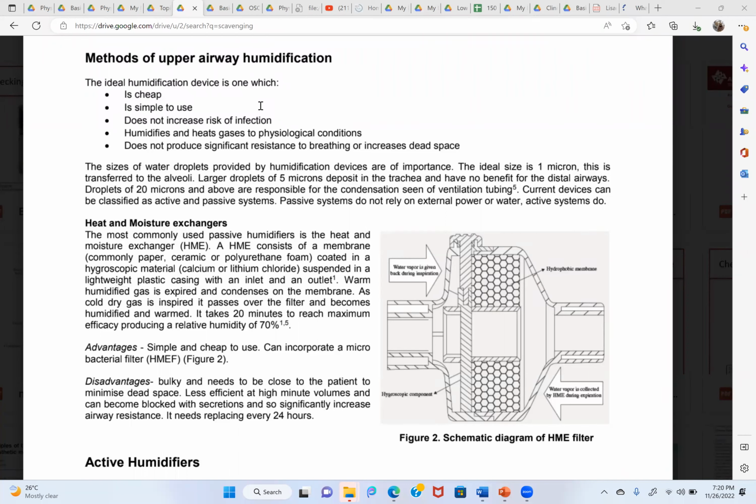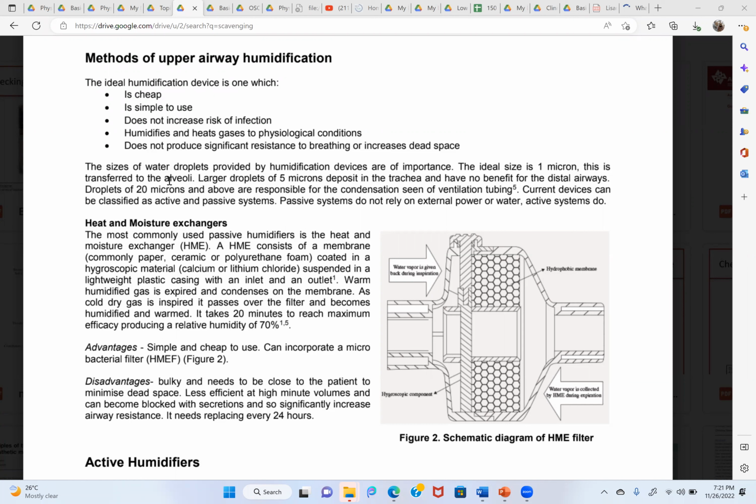The ideal humidification device, what we are using, should be cheap, simple to use, and not increase the risk of infection. It humidifies and heats gases to physiological conditions, and does not produce significant resistance, because whenever we place something in the circuit or in between, it will increase the resistance. So the work of breathing will increase. Ideally, it should be cheap, simple, and the infection rate should not be increased. And if, for example, you are using a heating system, it can cause scalding burns. Okay. So you have to take care of it.